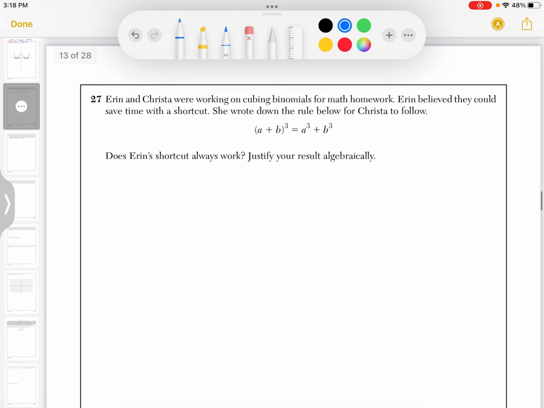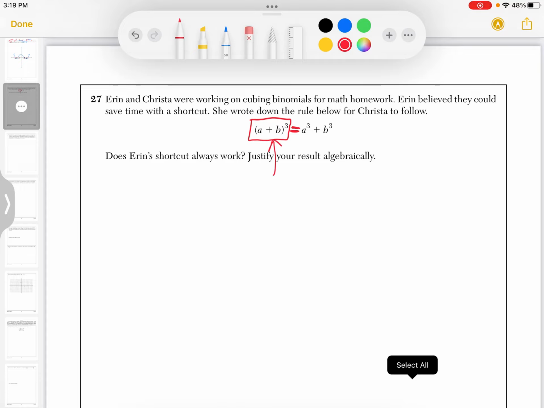So on to number 27. Kind of a weird question, but it says, Aaron and Krista were working on cubing binomials for math homework. Aaron believed they could save time with a shortcut. She wrote down the rule below for Krista to follow. Does Aaron's shortcut always work? Justify your results algebraically. So if I need to see if this always works, I would have to simplify one of the sides once again to see if it would be equal to this always.